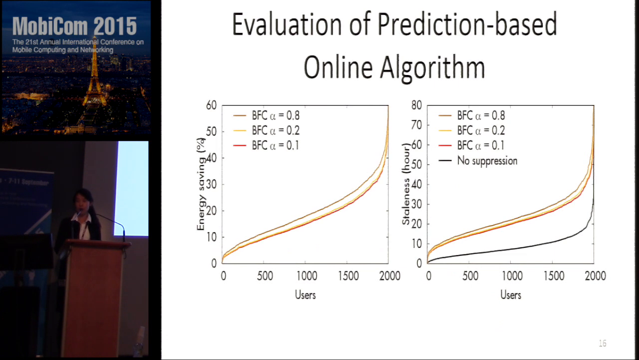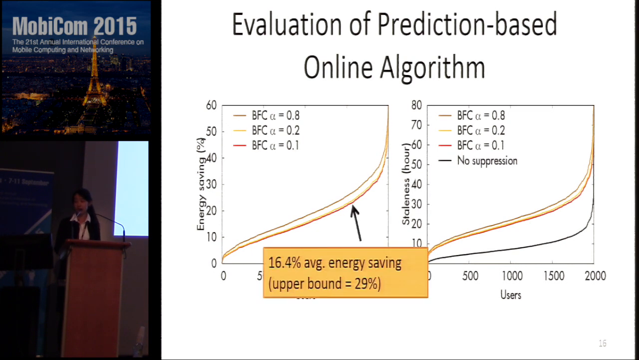So we use these two metrics to evaluate our algorithm using a trace-driven simulation. These two figures show the result. The figure on the left shows the average energy saving for each of the 2,000 users. We can see the average energy saving when alpha is 0.1 is 16.4%, considering that the upper bound is 29%.